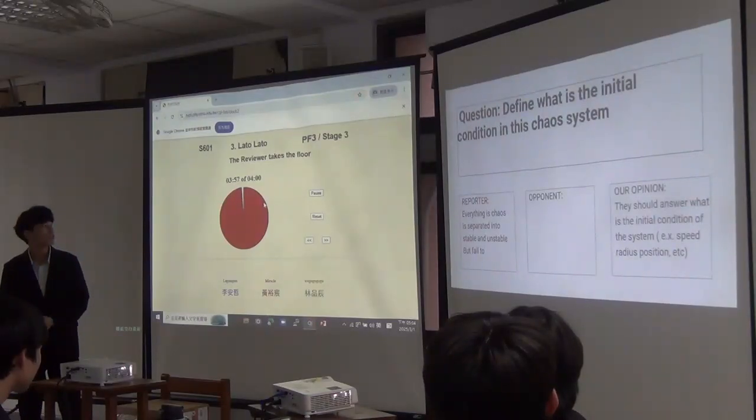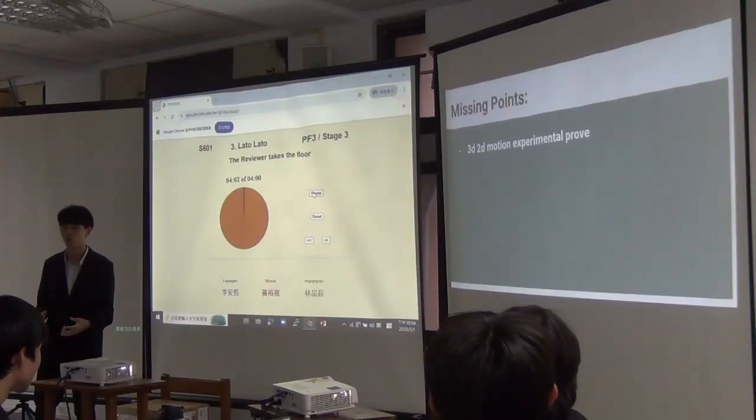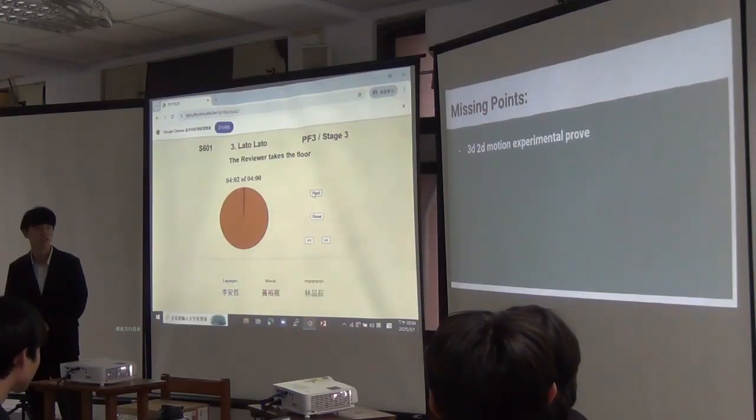So here is a missing point. We believe that you can prove that a 2D motion will be better for this whole experiment.